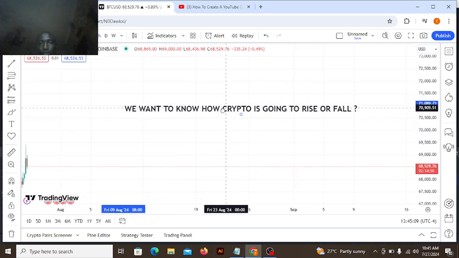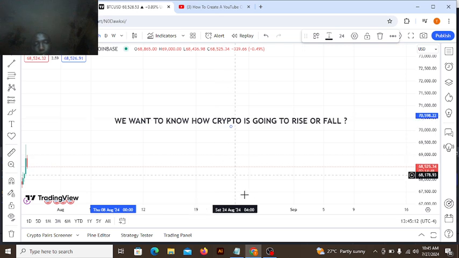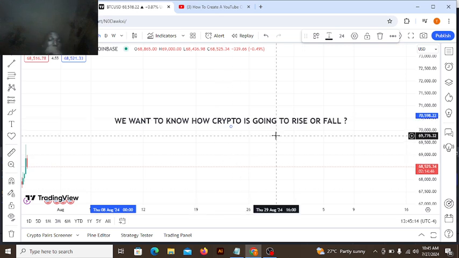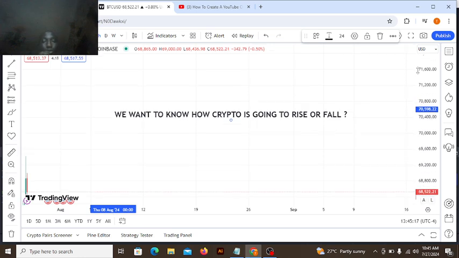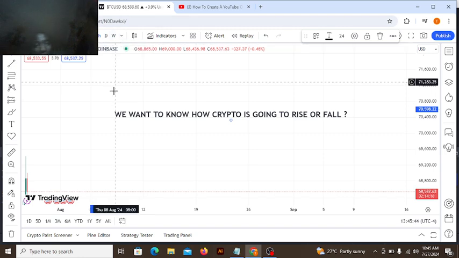In this situation, the only way we can know how a crypto is going to rise or fall is we have to scale the market from a higher time frame. A higher time frame will be a very good way for us to observe the market very clearly and very well. What I mean by higher time frame is monthly and weekly. So let me just analyze Bitcoin.